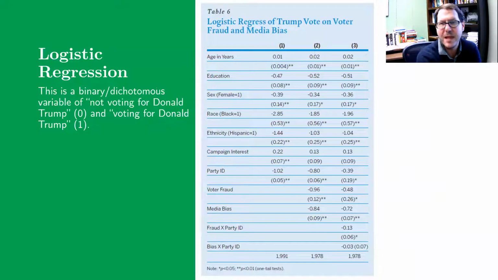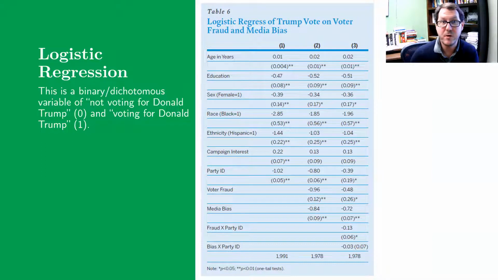This is sort of similar to that probit model we were looking at earlier. Probit seems to be a little bit less common than what's called logistic regression. This is looking at that same paper about voter fraud and media bias, but this time asking the question not how likely are you to vote, but will you vote for President Trump, yes or no? And so again, we can look at that second column where it includes the voter fraud and media bias variable. And I know that I'm looking at a 2-category sort of thing, and so I'm thinking about the probability of voting for Donald Trump.